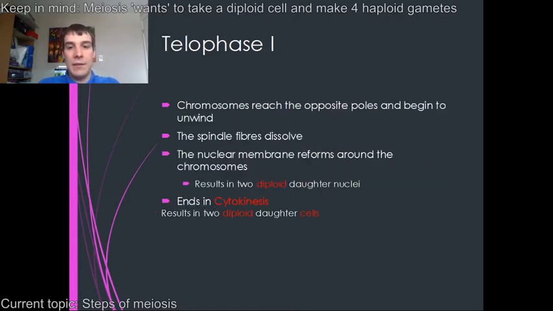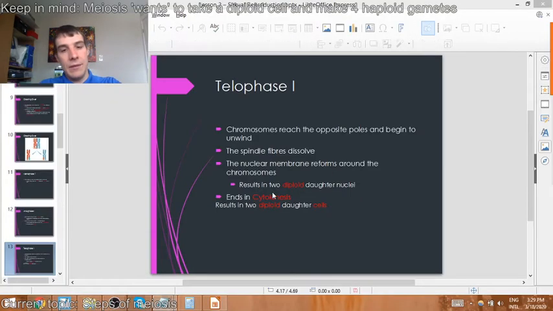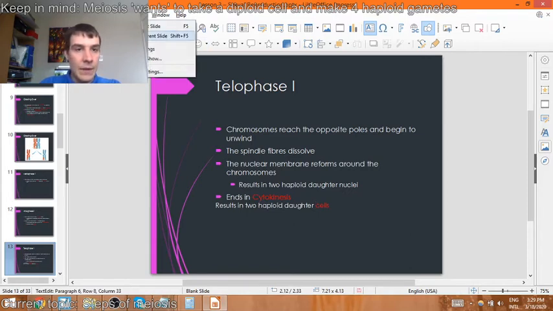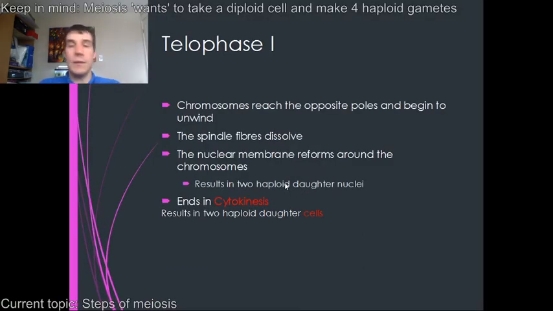And you end up with the daughter nuclei, which should say haploid rather than diploid. Sorry, that's awkward. Let me fix that. Haploid, daughter nuclei.